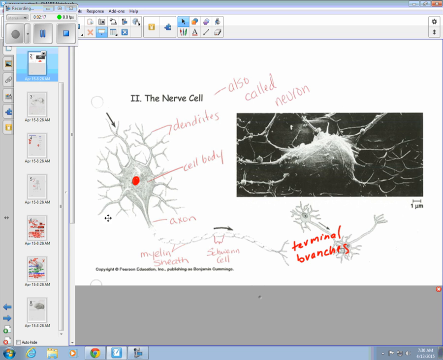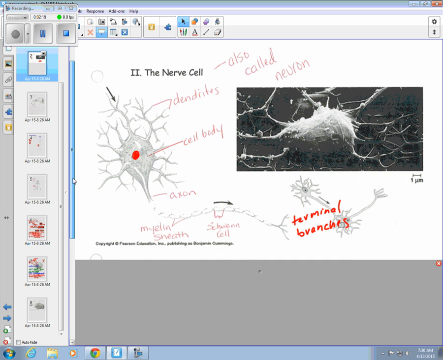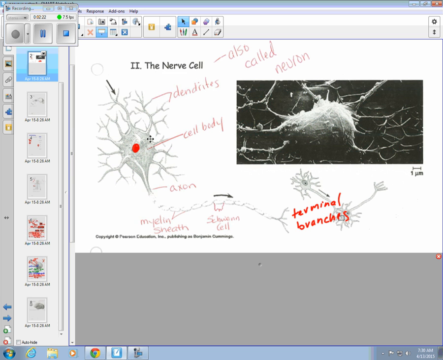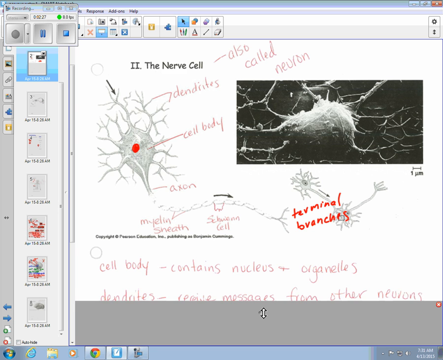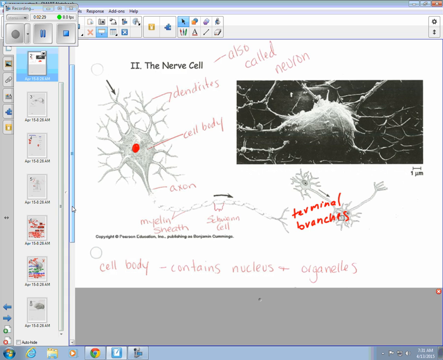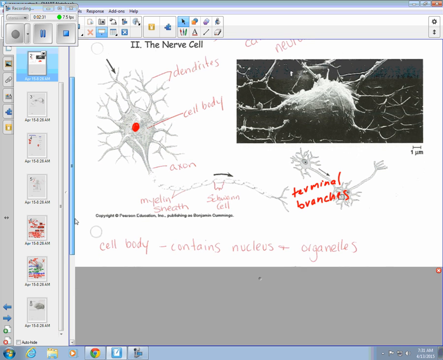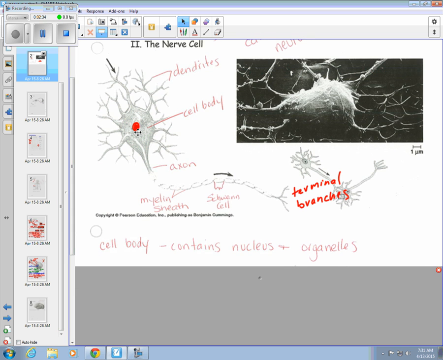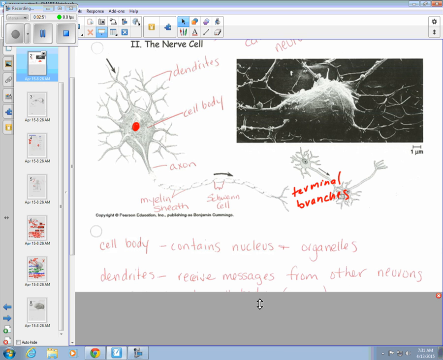The dendrites are the branches that surround the cell body. Inside the cell body, the dot that I have here, that is the nucleus. So the cell body, that's where all of the other organelles are going to be. So I only drew the nucleus, but all the other organelles that we're familiar with, endoplasmic reticulum, the mitochondria, the vacuoles, those are going to be found here. So although this cell is shaped very different from everything else in your body, it still contains all of the organelles that skin cells or liver cells do.